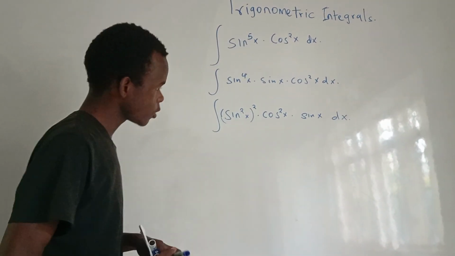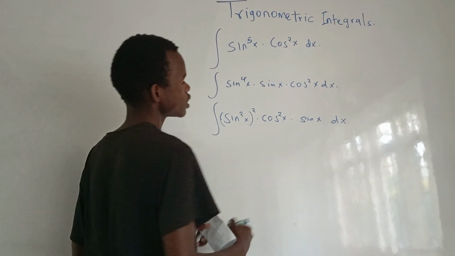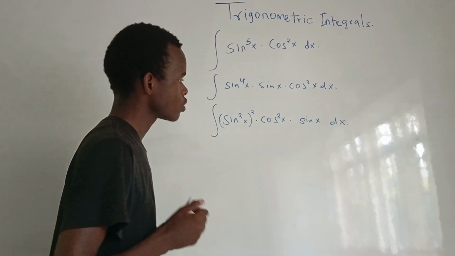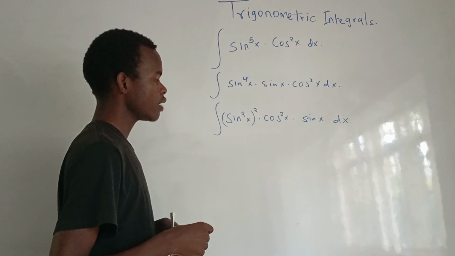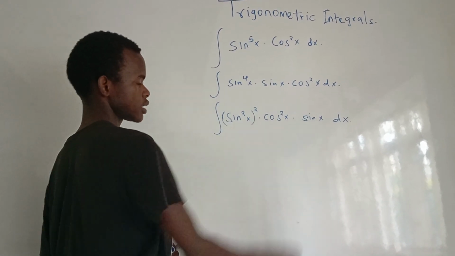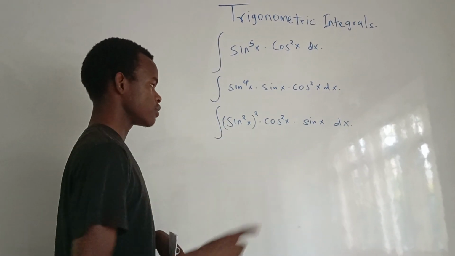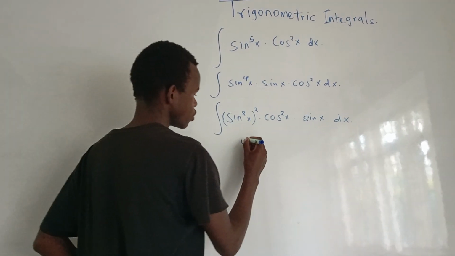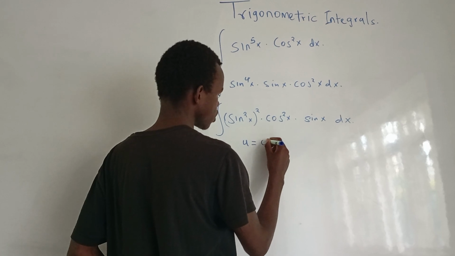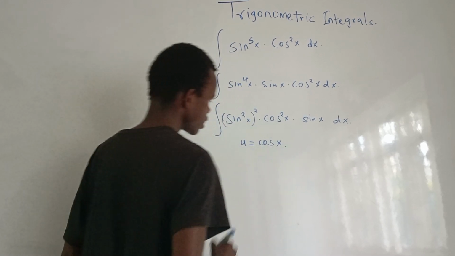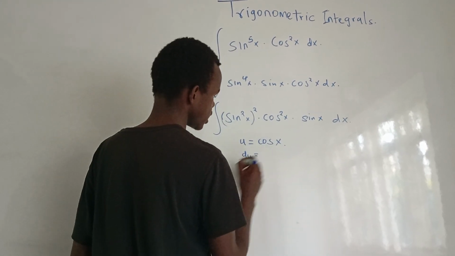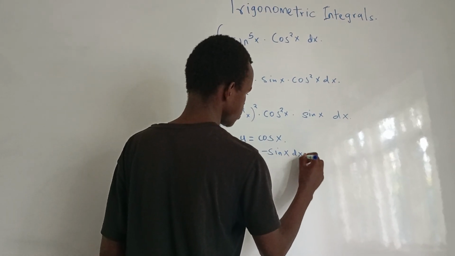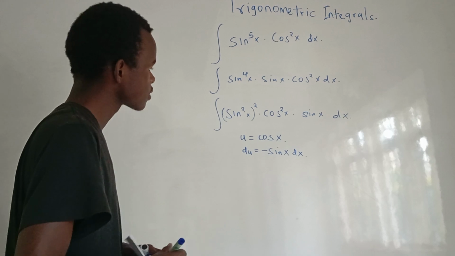From the previous example, we said we wanted to eliminate sine of x. So for us to eliminate sine of x, I'll have to choose my u to be the opposite of this, such that if I get the derivative, I'll be able to cancel that. So I'll just choose my u to be cos of x. Okay? So my du, I'll get it as negative sine of x with respect to x, that will be dx.